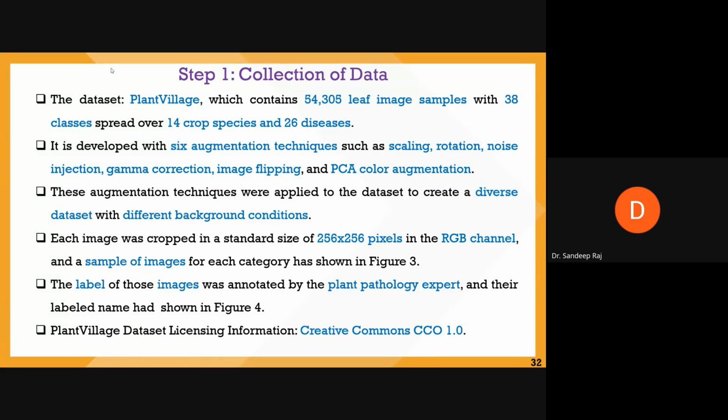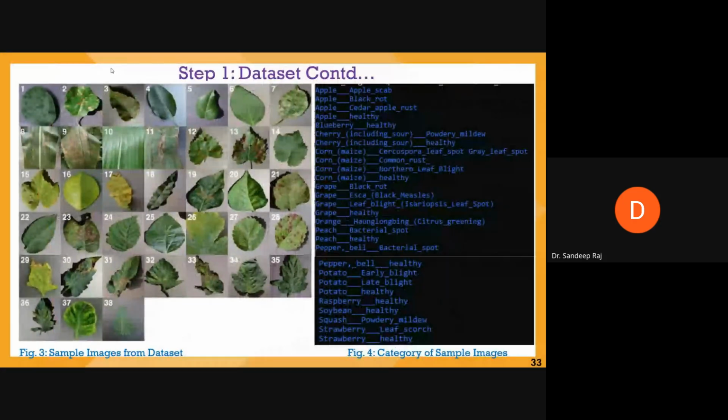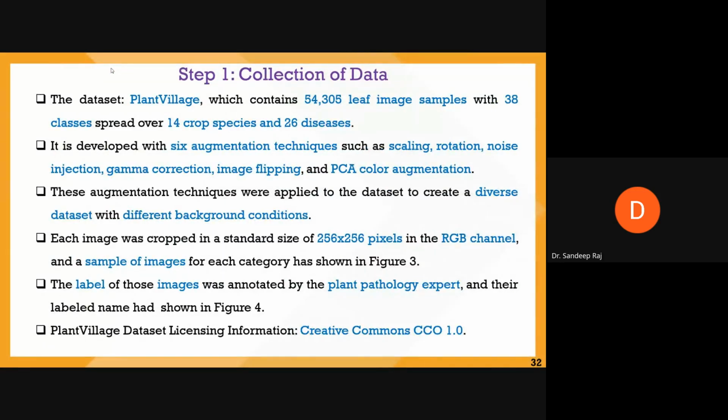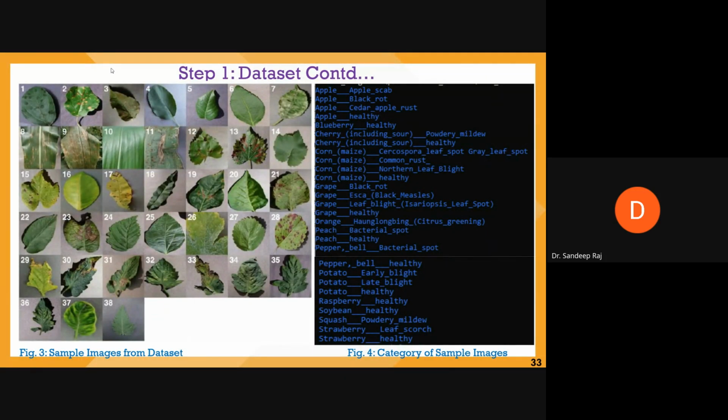Since the size of the images was different, each image was cropped to a standard size of 256 by 256 pixels in the RGB channel, and a sample of images for each category is shown later. The labels of these images were annotated by a plant pathology expert, and were provided by the database itself, along with their label names. These are the different kinds of images you can see on the screen: apple, blueberry, cherry, grape, pepper, potato, raspberry. I think there are 14 crops with 38 different kinds of diseases.